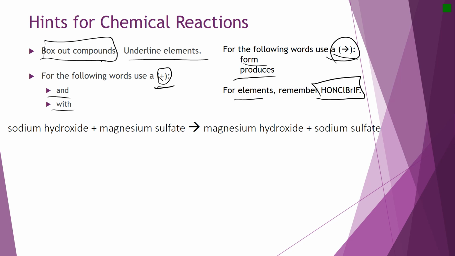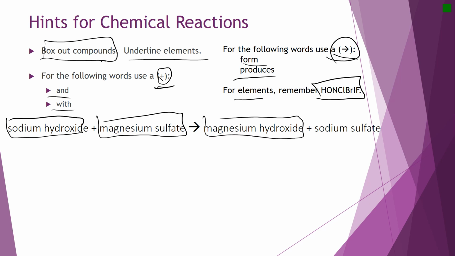So let's try this. Sodium hydroxide plus magnesium sulfate goes to magnesium hydroxide and sodium sulfate. So I'm going to box out all my compounds. We've got sodium hydroxide, magnesium sulfate, magnesium hydroxide, and sodium sulfate, all compounds. So what do you have to worry about with compounds? Typically in this class, you're going to have either covalent or ionic, and 95% of the time it's going to be ionic because those are the things that we readily use in this class.